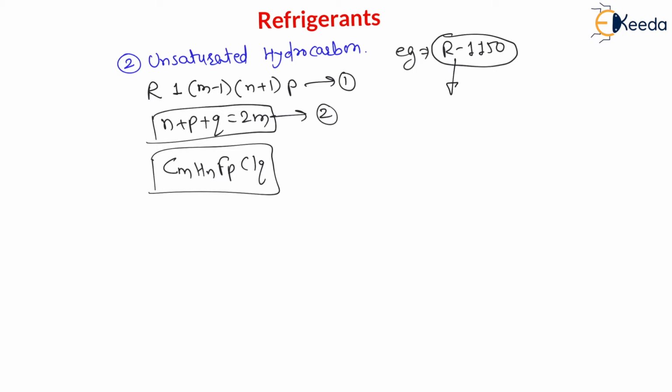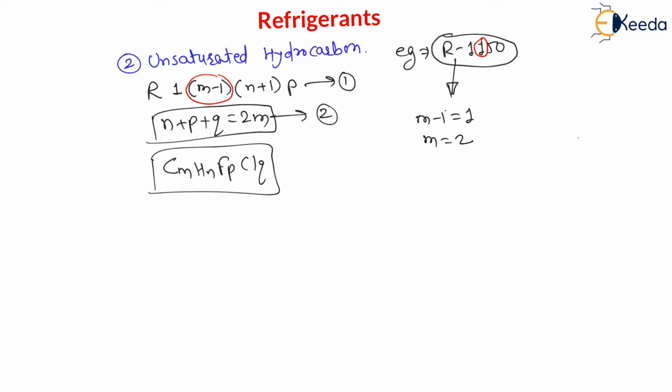So for this refrigerant, let us form the chemical formula. Whether the refrigerant may be present or may not be present, I am just considering this for the calculation purpose, as an example. Let us solve this. If I equate, the second number is m minus 1, which is equal to 1. Therefore we can say m is equal to 2.